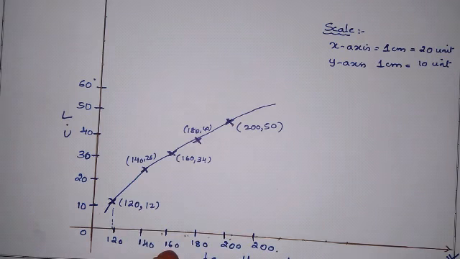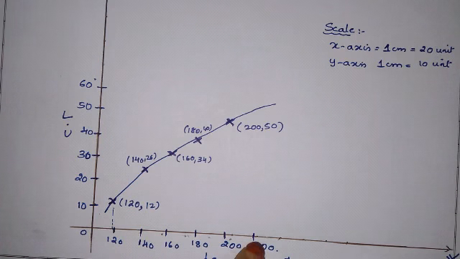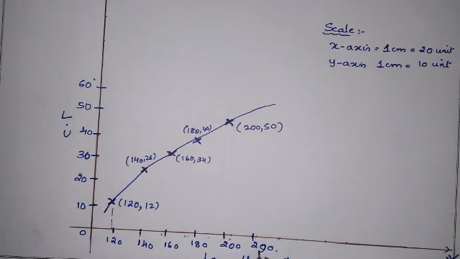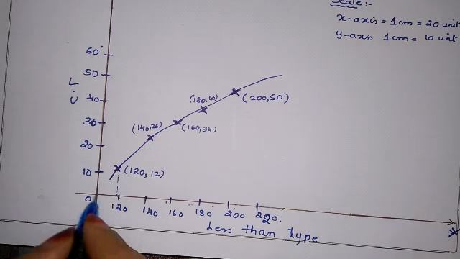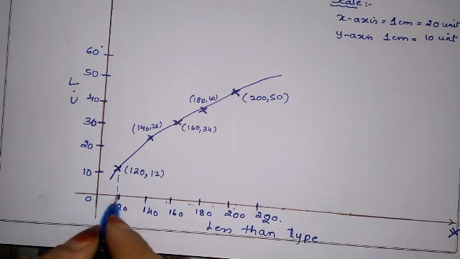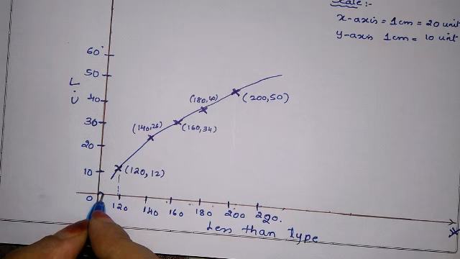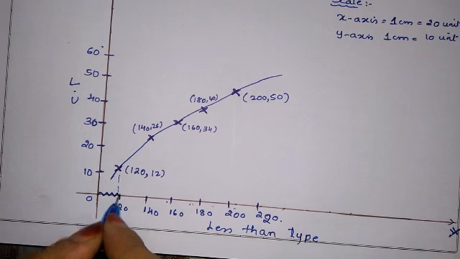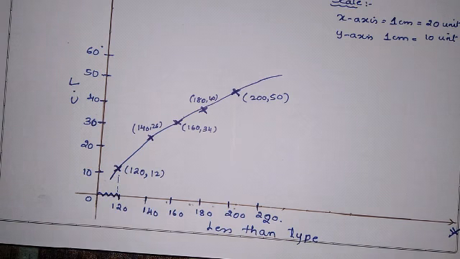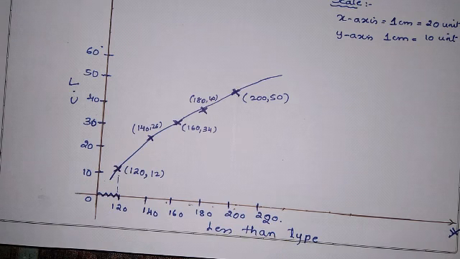120, 140, 160, 180, 200 and like that it is. The difference is 20, it has. But the thing here is 0 to 120 is more difference. So here you have to draw like this if there is more difference. So this is about the less than type OGIVE. Let us see the next problem now.